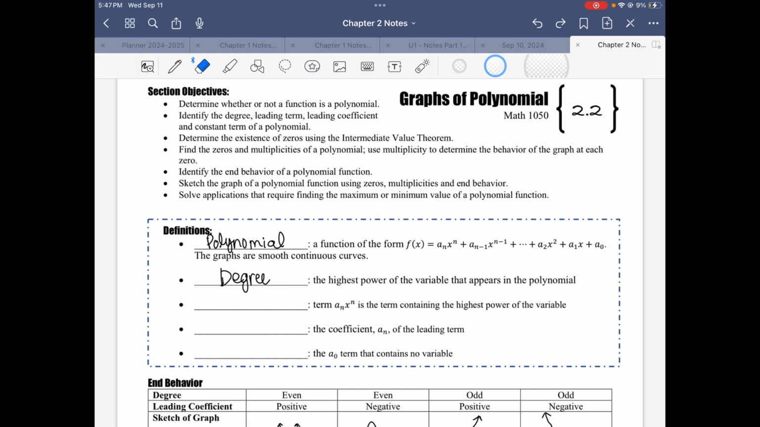The term a sub n x to the n, I want you guys to notice that that's the first thing in the definition of the polynomial that shows up right here. So this is what we call the leading term. The next one, a sub n, you'll notice is just the coefficient of that leading term, and we call it the leading coefficient. And then a sub 0 shows up at the end here. All that means is it's the one with no variable, and we call it the constant term. Okay, those should all be familiar to you.